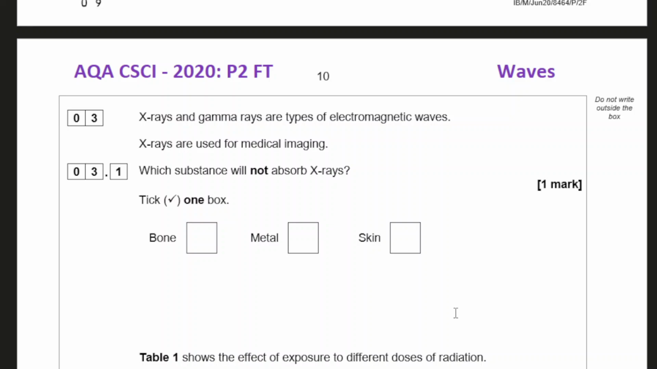X-rays and gamma rays are types of electromagnetic waves. X-rays can be used for medical imaging. Which substance will not absorb X-rays? Now, bones absorb X-rays. Metals also absorb X-rays. It's the skin that doesn't absorb X-ray. That's why we can see through our body.